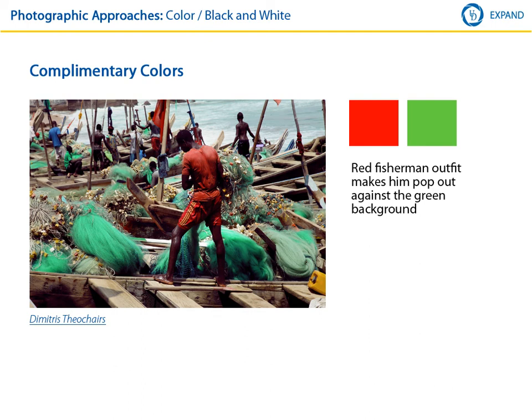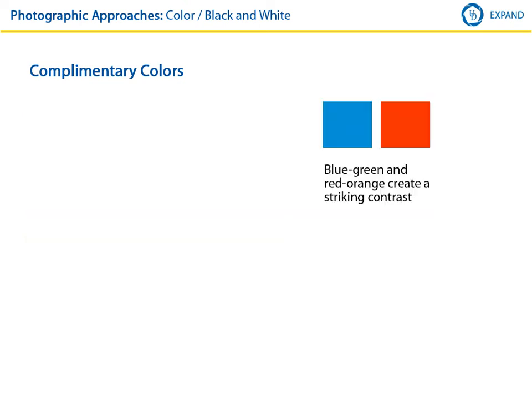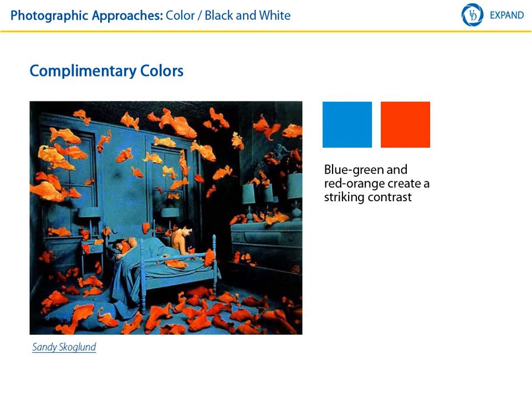It's no surprise that Demetrius, the photographer of this fishing village, focused in on the fishermen wearing all red framed against the rolled up green nets. By framing the two complementary colors next to each other, it increases the visual impact, giving each subject a significant role. This installation piece titled Revenge of the Goldfish was set up using the complementary colors of blue-green and red-orange. This color combination creates a striking contrast between the goldfish and the background.